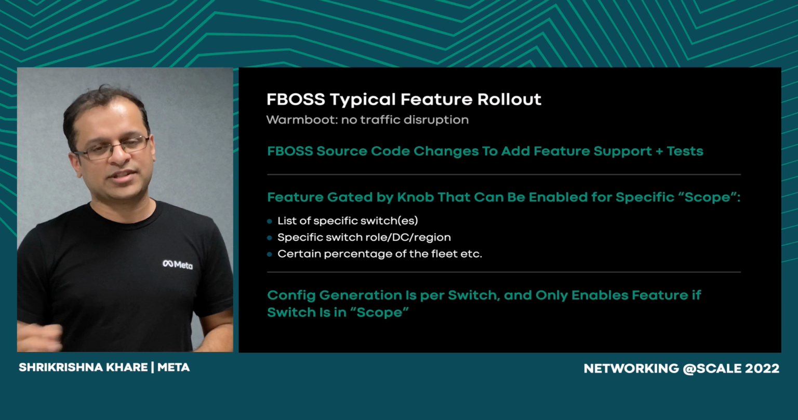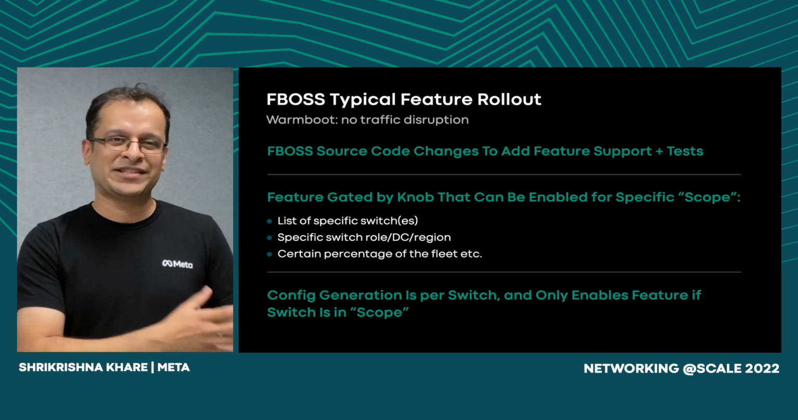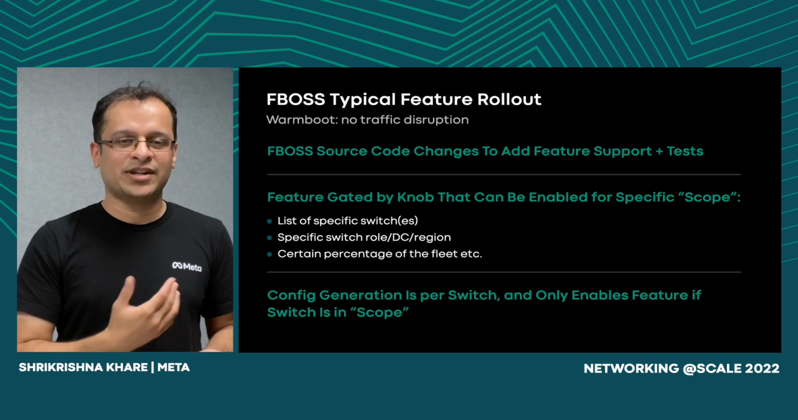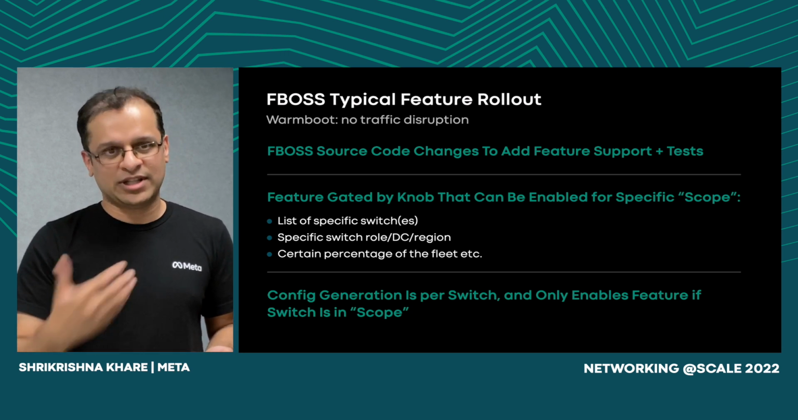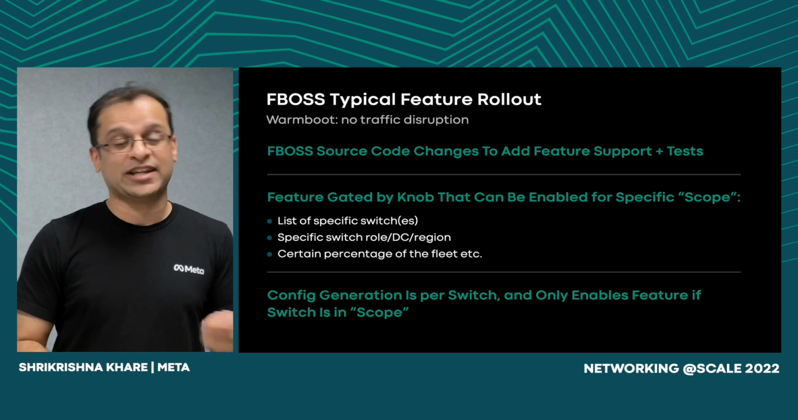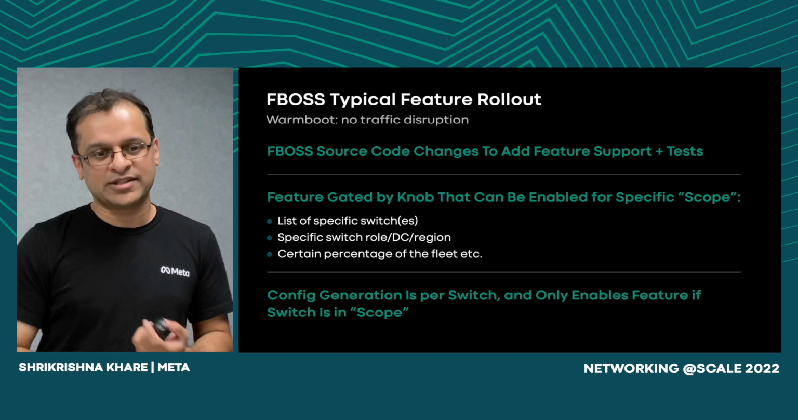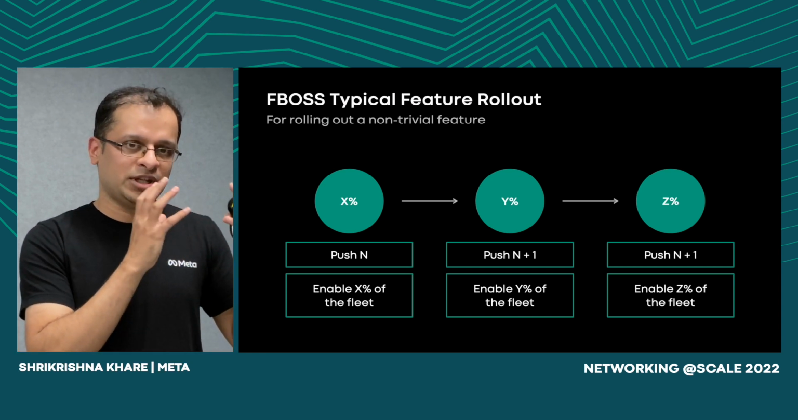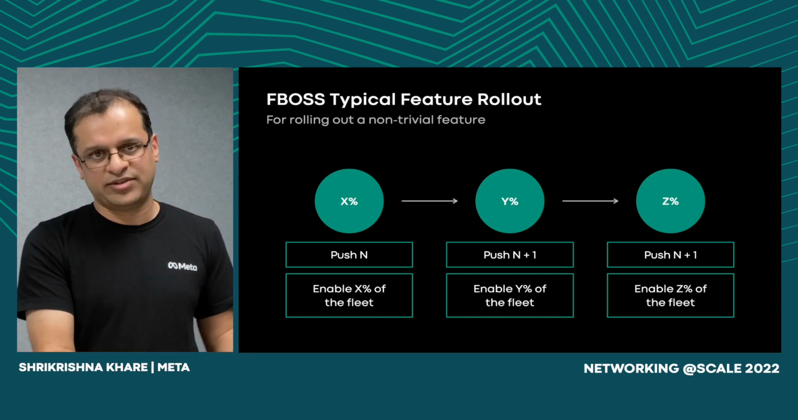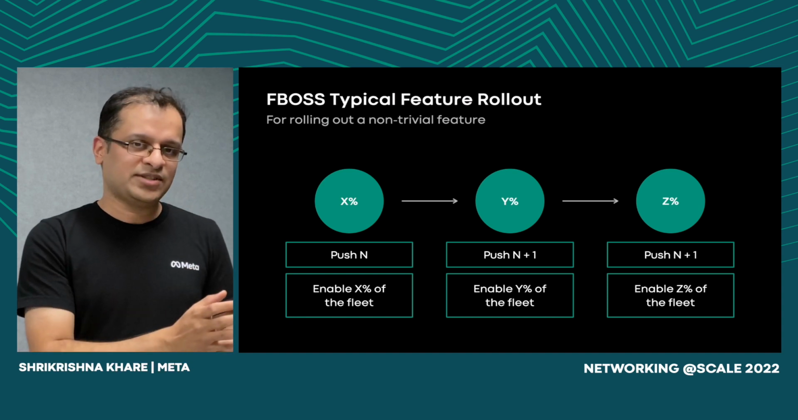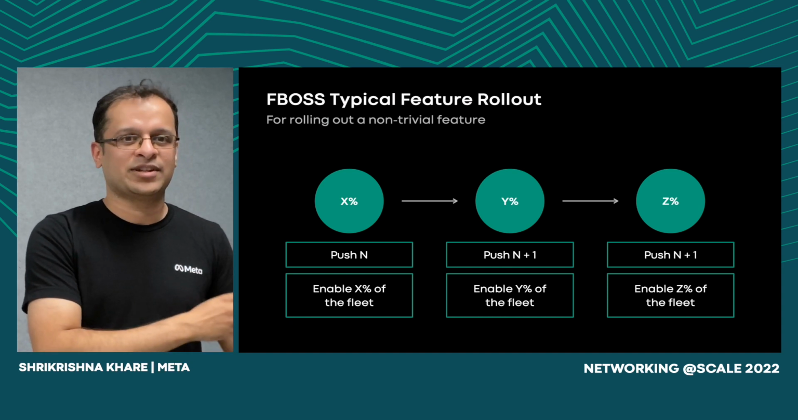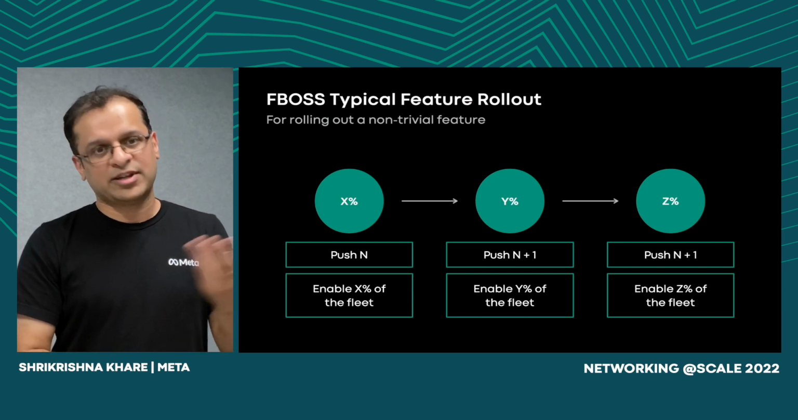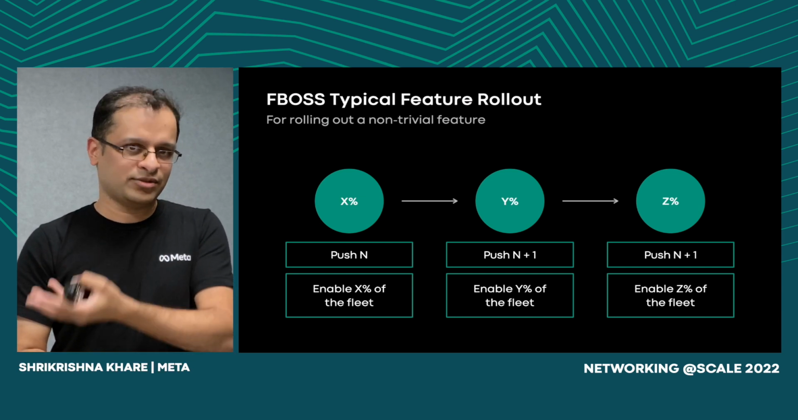Sometimes for some non-trivial features, even this can be a little too aggressive in terms of rollout. So we like to pace certain feature rollouts even slower than this, depending on the complexity or criticality of the feature or the risk it brings. As an example, let's say in push N, we will only enable this feature, again using the configs we talked about, on X% of the fleet. In the subsequent push, say push N+1, we will go to Y%, then to Z%, and so on and so forth.